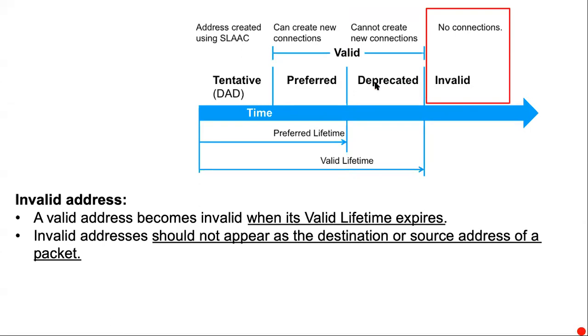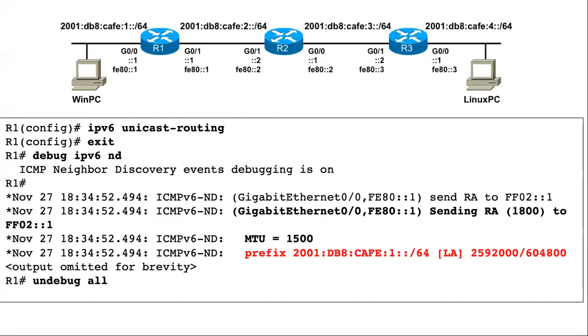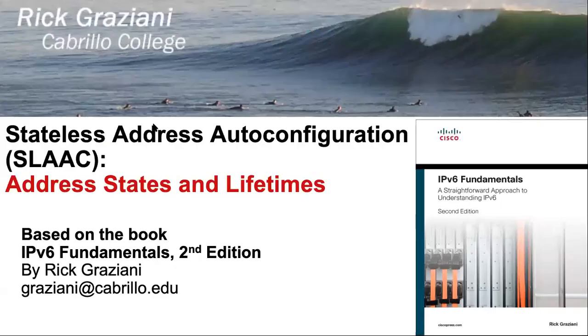Okay, eventually the deprecated address will become invalid when the valid lifetime expires. It should not appear as a destination or source address in a packet. So devices that you're communicating with shouldn't be using that as a destination, because it's been quite a while, and any new connections would not use this address. Okay, so we can see all of that in the router advertisement message. We've got our timers here, the prefix. All right, so more on SLAAC coming up in the next video.